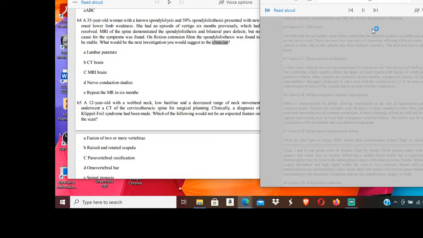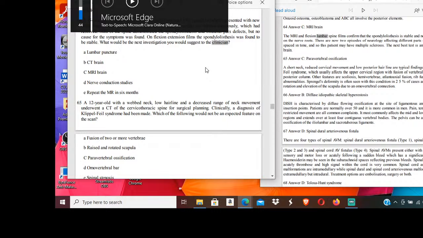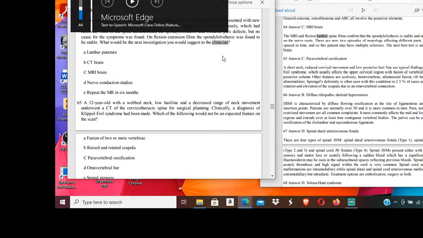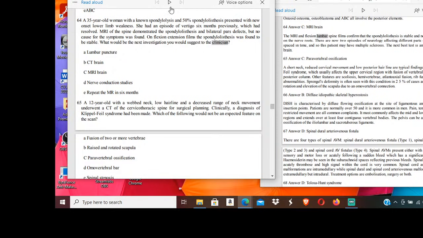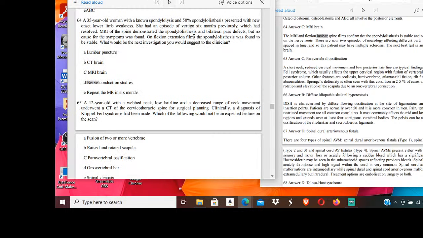Osteoid osteoma, osteoblastoma, and ABC all involve the posterior elements. 64 Answer C, MRI brain. The MRI... clinician. A: lumbar puncture, B: CT brain, C: MRI brain, D: nerve.